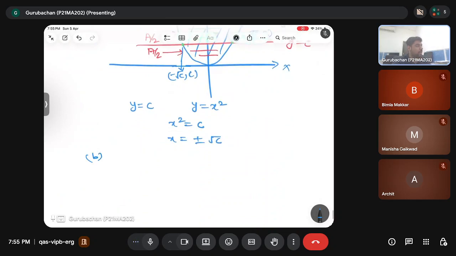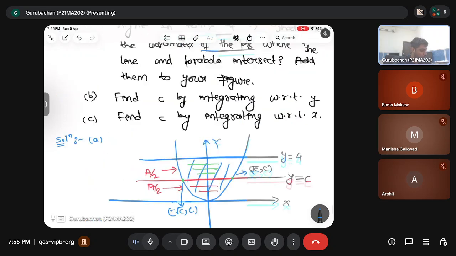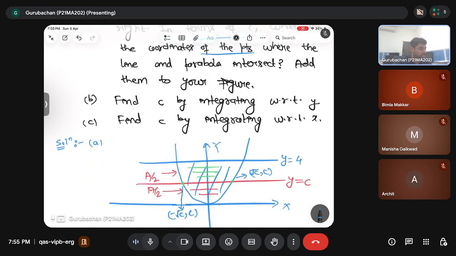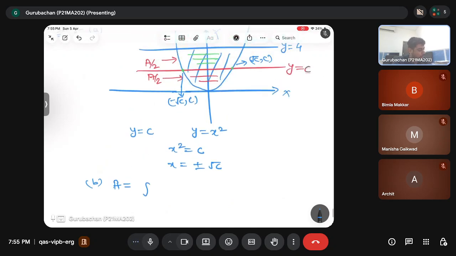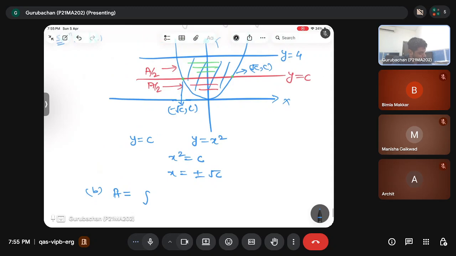So I think part a has been done, and when we talk about part b, we are saying find the value of c by integrating with respect to y. So first of all, what is the total area? That we are denoting by A. What is the total area A? That will be from 0 to 4.